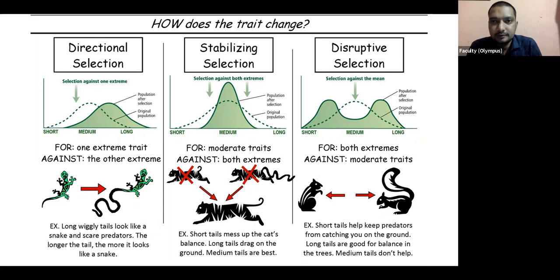Are you following this? The difference between directional and stabilizing selection? So we always choose something in the middle for stabilizing. Yes, it has to be intermediate.